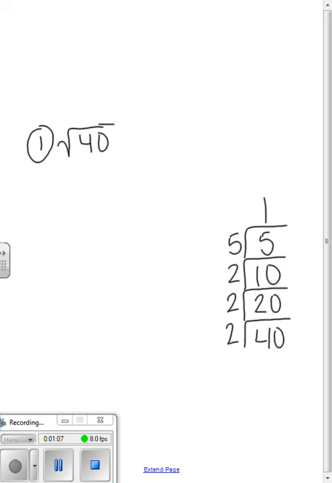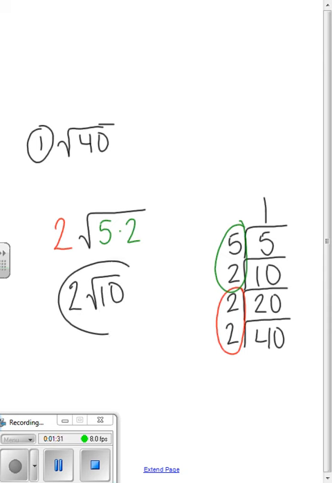Now, these are square roots, which means if you have 2 of something, like 2 2s, you can put that number out front. And anything that's left over, like this 5 and 2, go underneath. Anytime you have more than 1 of something, you multiply. So my final answer is 2 root 10.